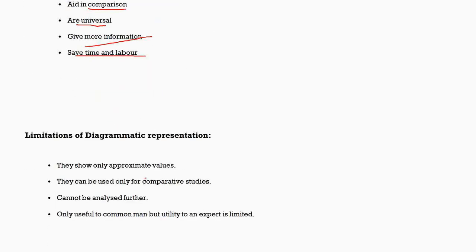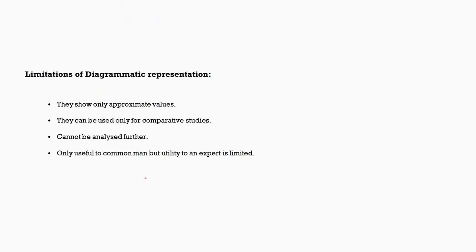The limitations of diagrammatic representation include that they show only approximate values, and because of that they can only be used for comparative studies and cannot be analyzed further. They are mostly used only by common men, but utility by an expert is very limited.